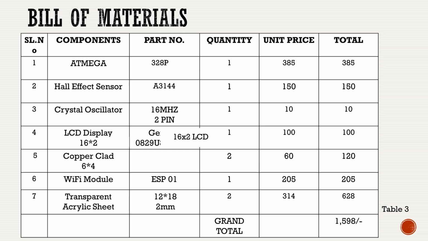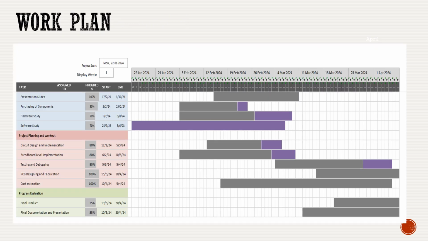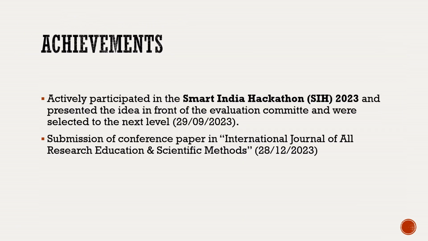This is the bill of materials based on the components we have used in the project. This is our work plan. This is our achievements we have gained through our project.